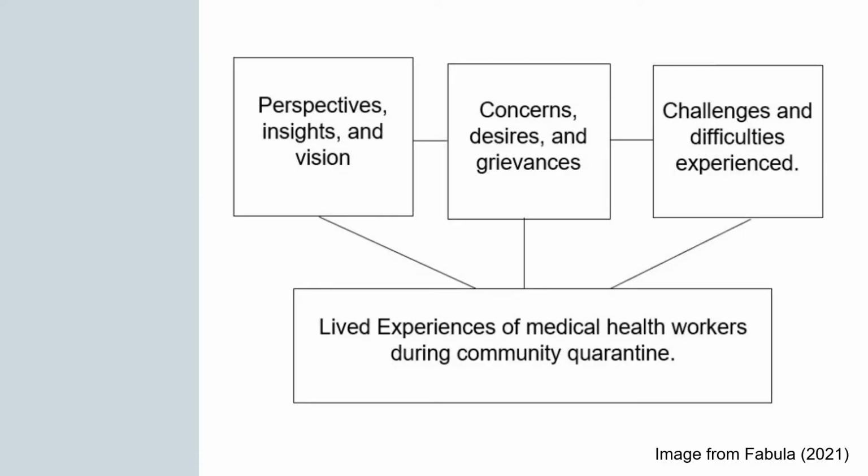Okay, now another diagram which you might encounter will be in relation to qualitative studies. Now, because qualitative studies do not have variables, we basically have dimensions or aspects. So our diagrams might look different from the usual quantitative studies. So for those of you who are doing quali, this might be a diagram that you're familiar with or that you might have encountered in your literature review. For example, perspectives, insights, and vision, concerns, desires, and grievances, challenges, and difficulties experienced.